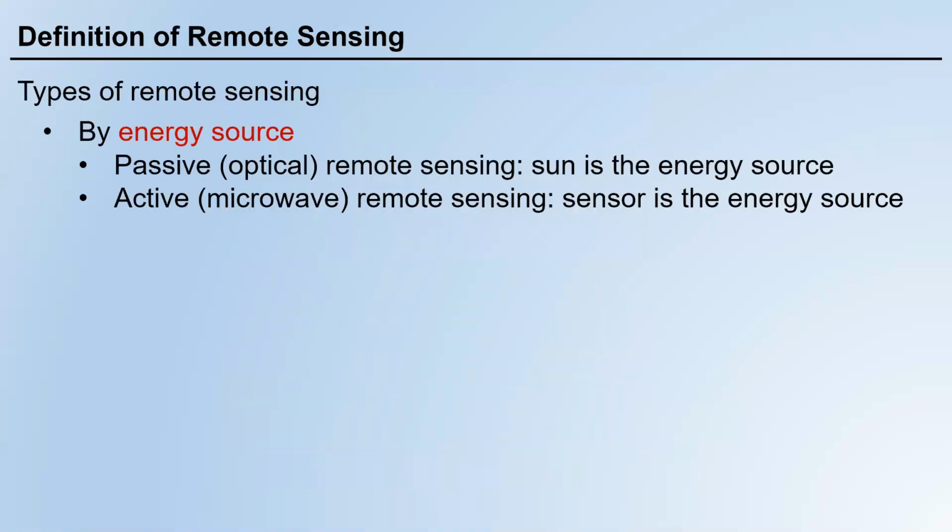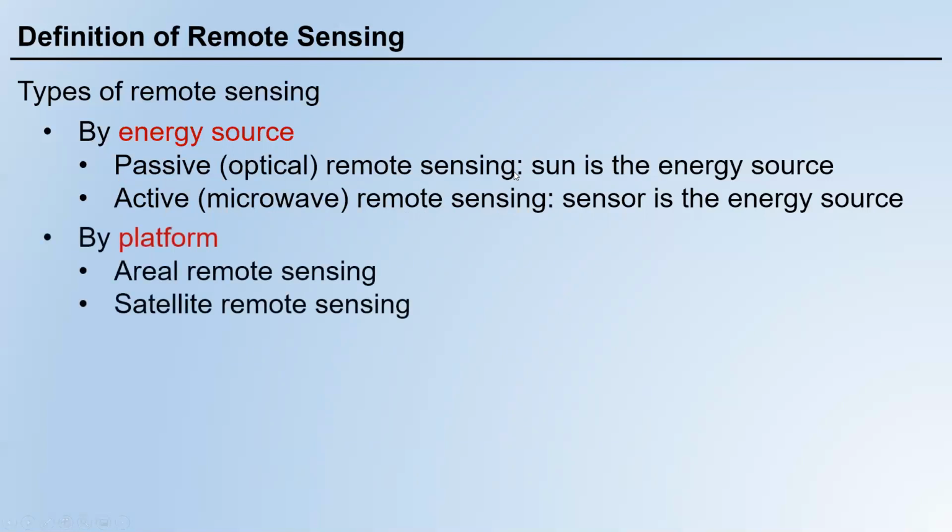Okay. So there are different types of remote sensing, and we can categorize them using different principles. When we are trying to categorize remote sensing by energy source, there are passive remote sensing and active remote sensing. Passive remote sensing is also called optical remote sensing. Okay, so it uses the sun as an energy source. And when we're talking about active remote sensing or microwave remote sensing, the sensor itself is the energy source. And in this class, we're going to actually talk about passive or optical remote sensing. I'm going to introduce a little bit of microwave remote sensing or active remote sensing, but this is just not the core of the course. In this course, we're actually talking about passive or optical remote sensing.